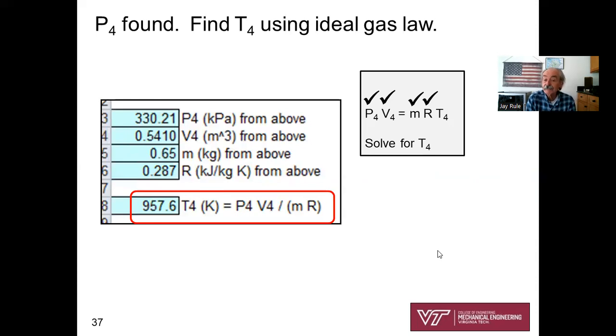P4 found. Find T4 using the ideal gas law. Okay, great. So we have PV equals mRT. So we're going to solve. So T4 is 957.6 degrees K. Okay, why do we need T4? Well, because we need to find the internal energy change for process 3 to 4 to get the work out.